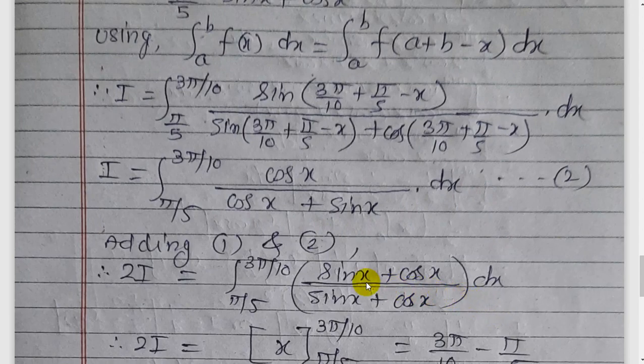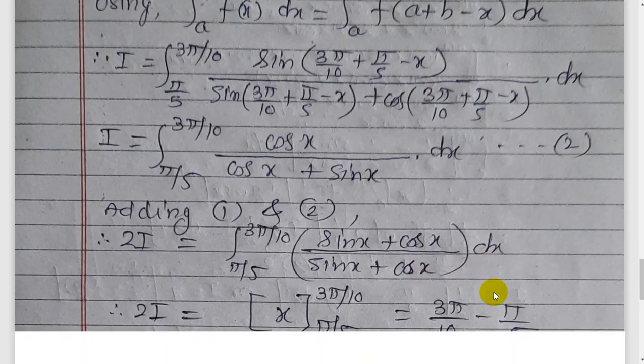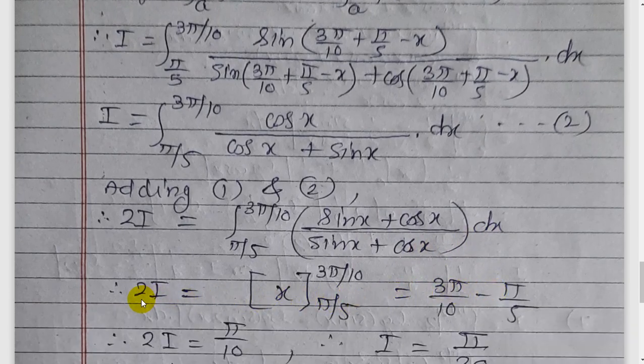Now adding equation 1 and 2, we get I plus I, that is 2I, equals integral from pi upon 5 to 3 pi upon 10 of (sin x plus cos x) upon (sin x plus cos x) dx. They will be cancelled, so 2I equals integral from pi upon 5 to 3 pi upon 10 of 1 dx, and the integral of 1 dx is x, with the same limits pi upon 5 to 3 pi upon 10.